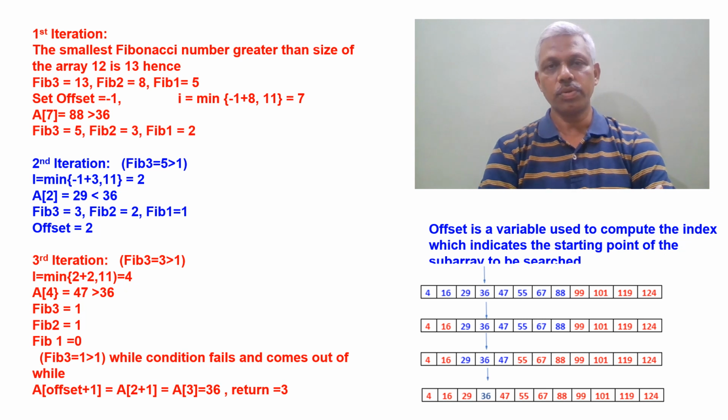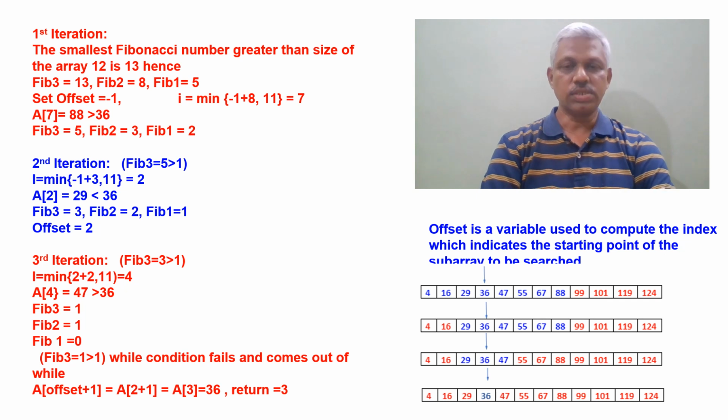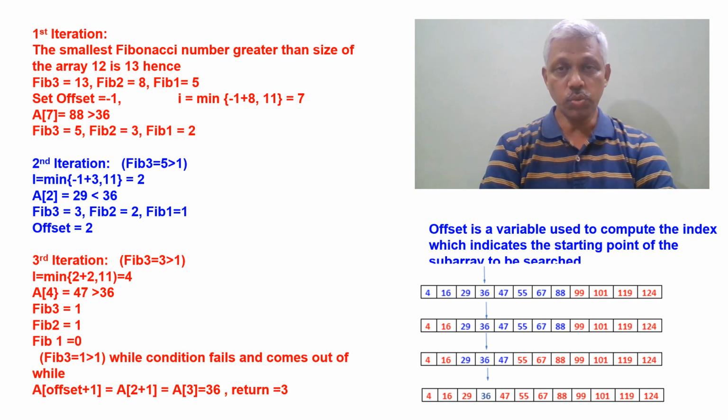Then again we recompute the index I as minimum of offset -1 plus Fib2 as 3, and 11, which is 2. So the new split point in the subarray is 2, and A of 2 is 29, again compared with the key value 36. This time the key is greater than 29. Again, by the algorithm, if the key is greater, we move down in the Fibonacci numbers by 1 step only. So Fib3 now is 3, Fib2 is 2, and Fib1 is 1.